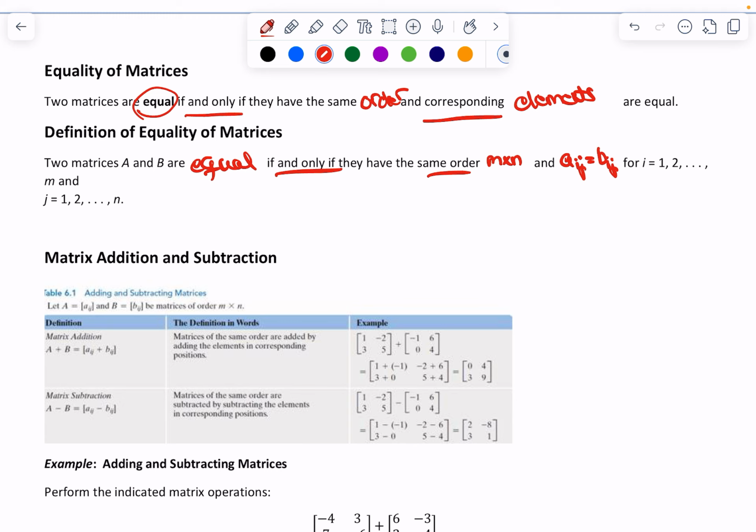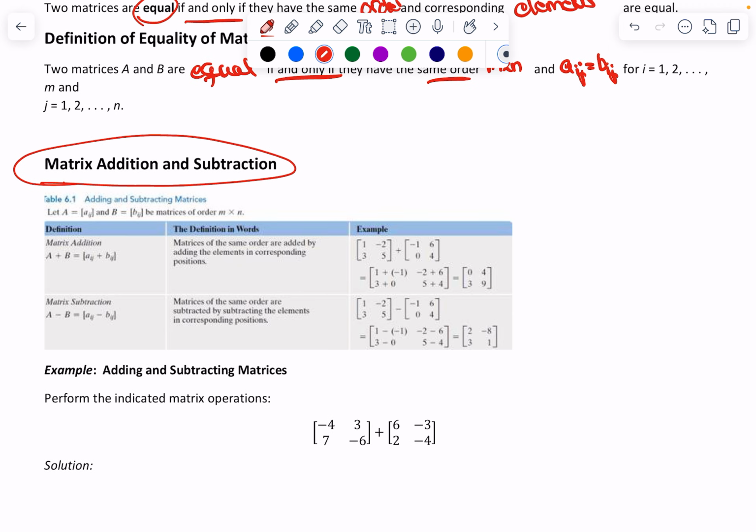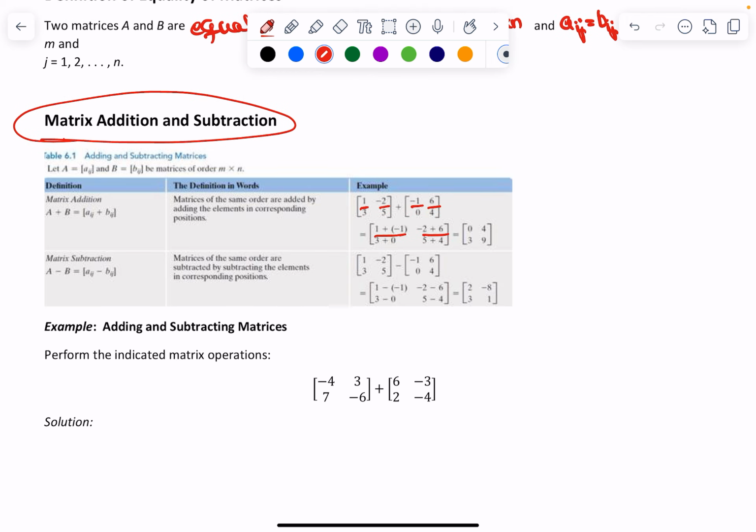Next, we're going to look at matrix addition and subtraction. When we are adding or subtracting matrices, we are adding the elements in corresponding positions. So you can see, for example, 1 plus -1, -2 plus 6, and so on. Same thing with the subtraction, we are subtracting the elements in corresponding positions.